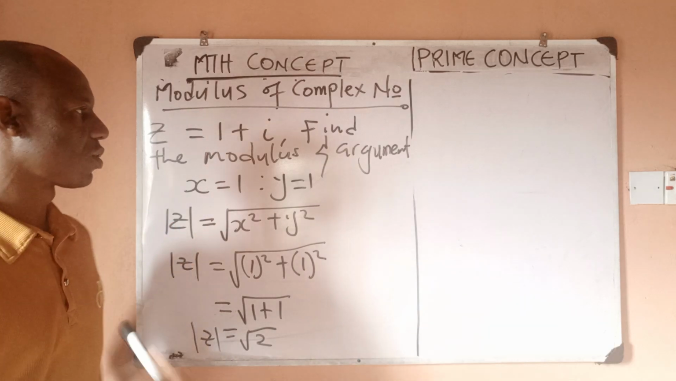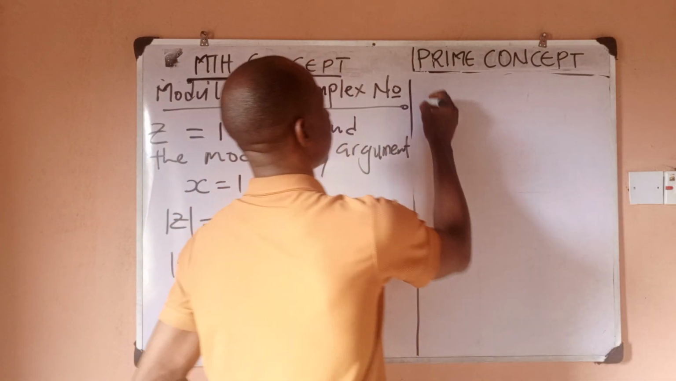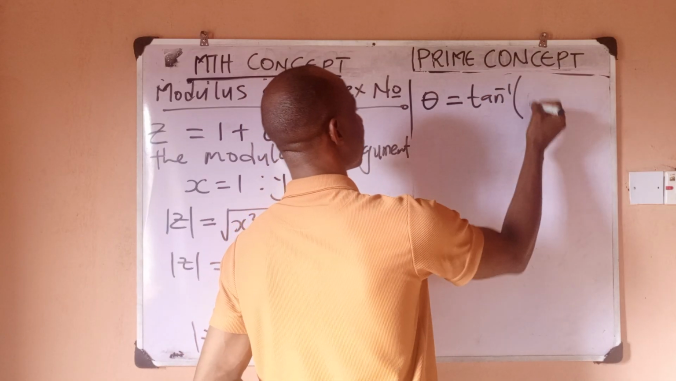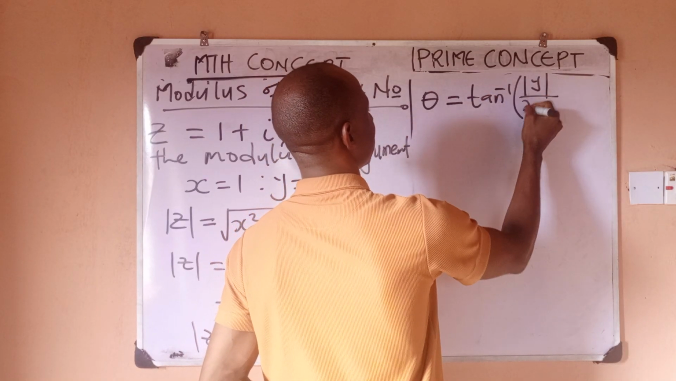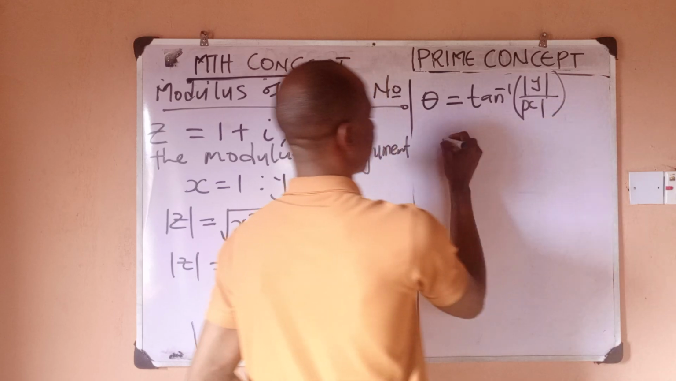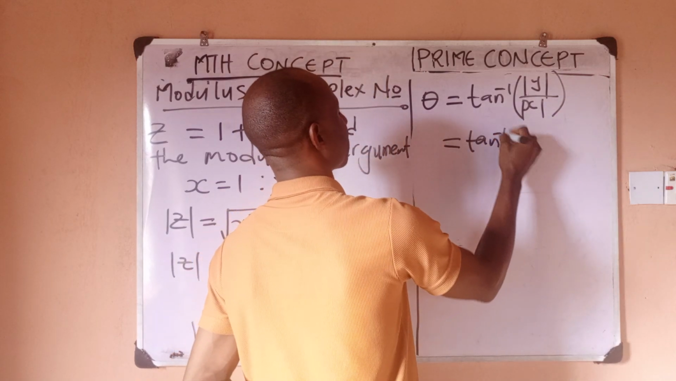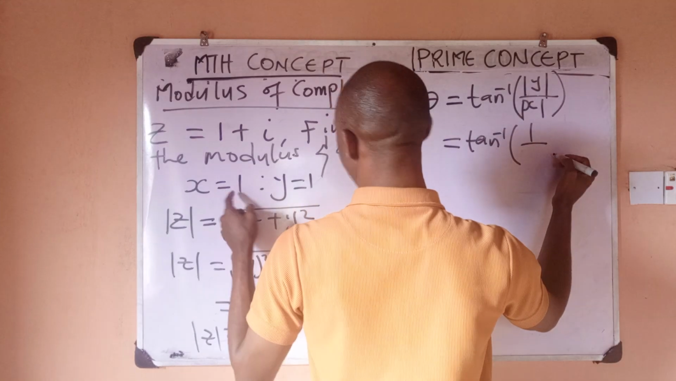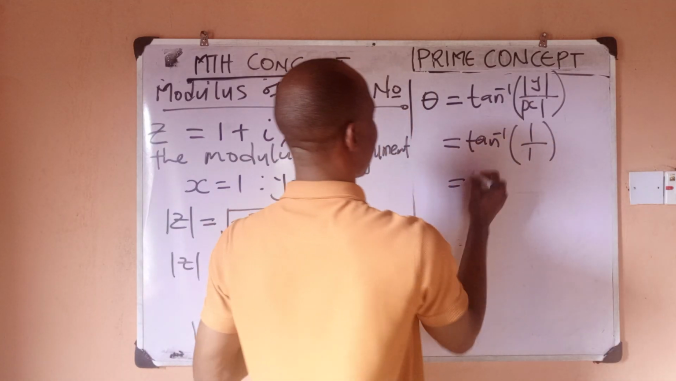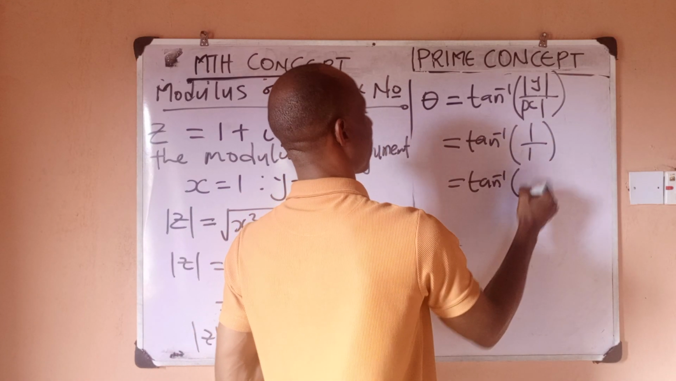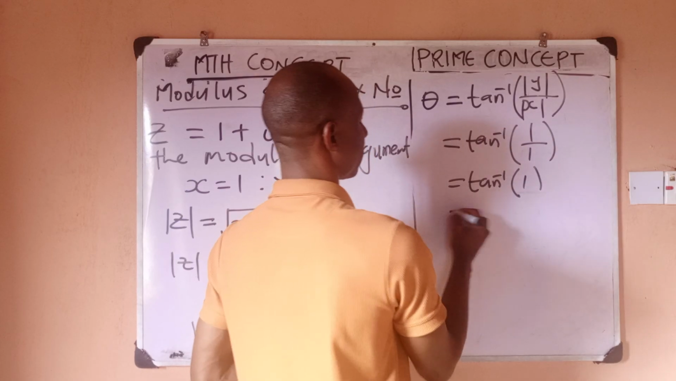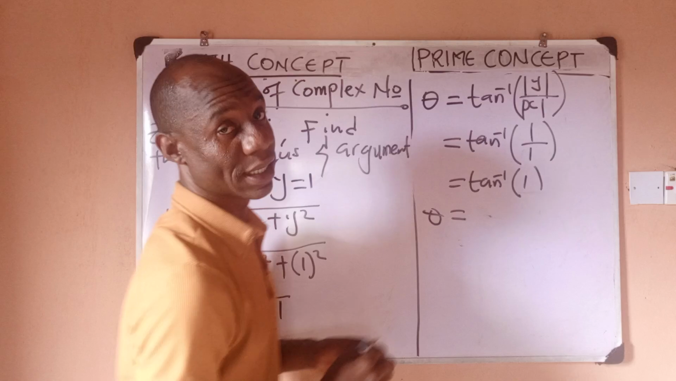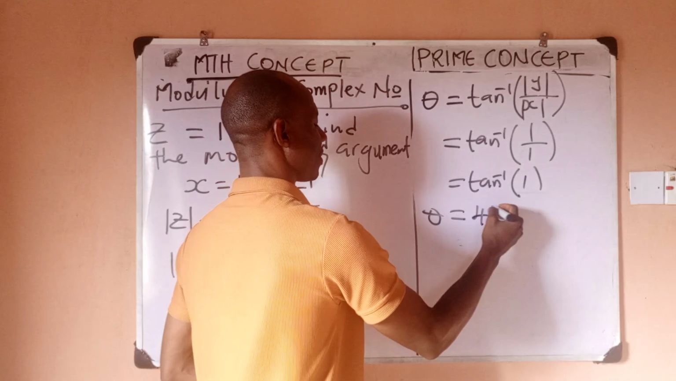So I've been able to find that. The next thing I want to get is the argument. The argument we've established is tan inverse of y divided by x. So I have tan inverse of my y, which is positive 1, over my x, positive 1. So I have tan inverse of 1 divided by 1, which is 1. Tan inverse of 1 is actually 45 degrees.